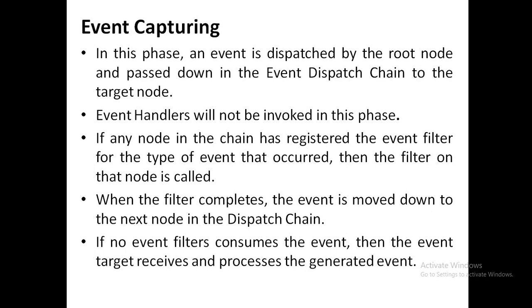Event capturing. In this phase, an event is dispatched by the root node and passes down in the event dispatch chain towards the target node. Event handlers will not be invoked in this phase. If any node in the chain has registered the event filter for the type of event that occurred, then the filter on that node is called. When the filter completes, the event is moved down to the next node in the dispatch chain. If no event filter consumes the event, then the event target receives and processes the generated event.